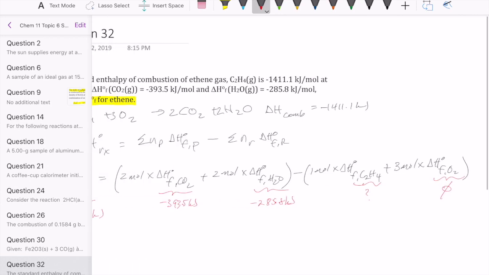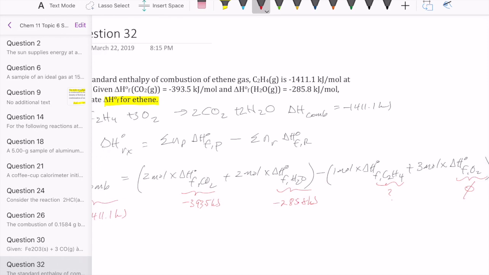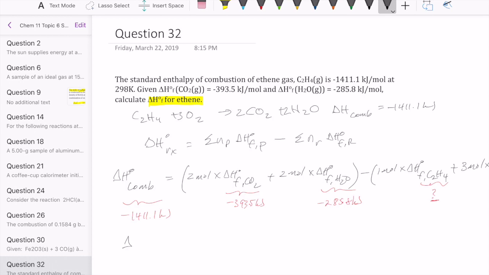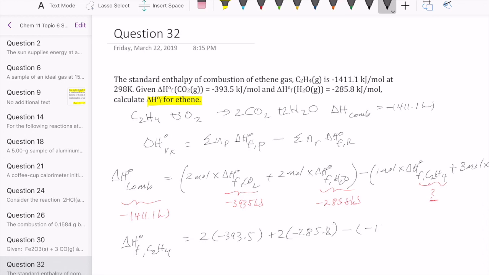So as a result, we have all the numbers we need except for 1, and so we can solve for that. So let's rearrange that equation. So delta HF for C2H4 would be 2 times negative 393.5, I'm just going to remove the units now for simplicity, plus 2 times negative 285.8 minus negative 1411.1, and that would end up giving us positive 52.5 kilojoules as the enthalpy of formation for ethene.